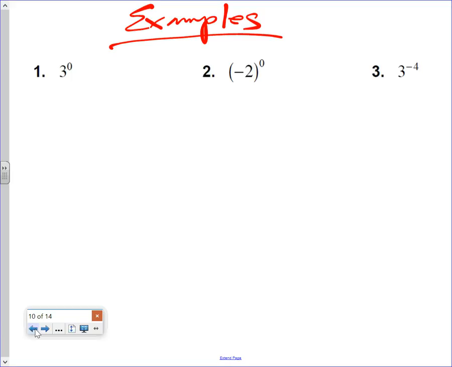So, look at number 1. What rule should I use? 1, 2, 3, 4, 5, 6, or 7? What rule should I use here? Anybody? Gonzalez? Rule number 1, zero exponent rule. Anything to zero power? Thank you.